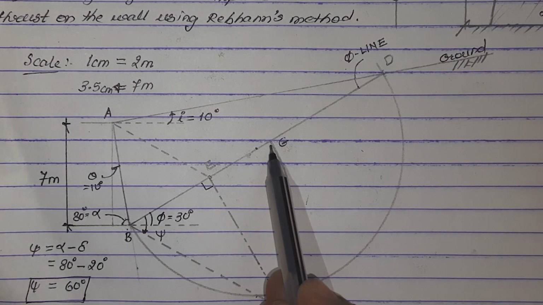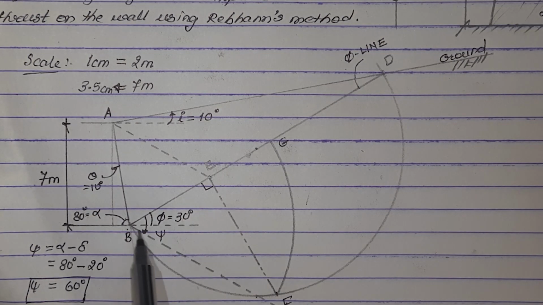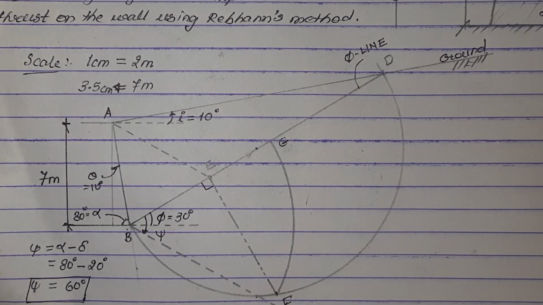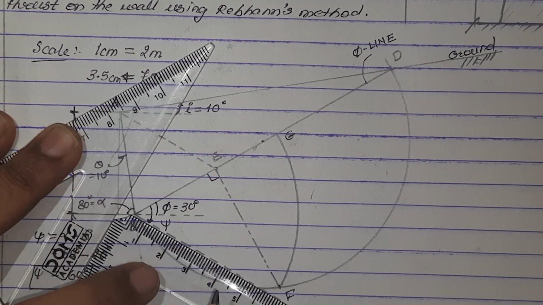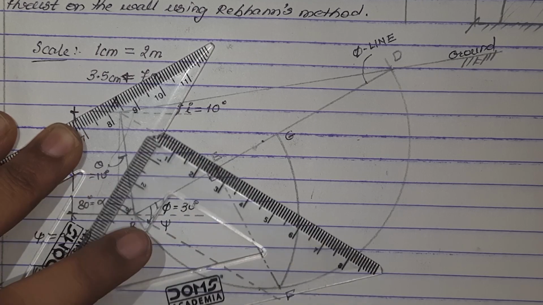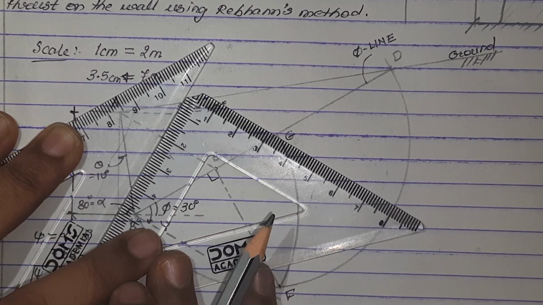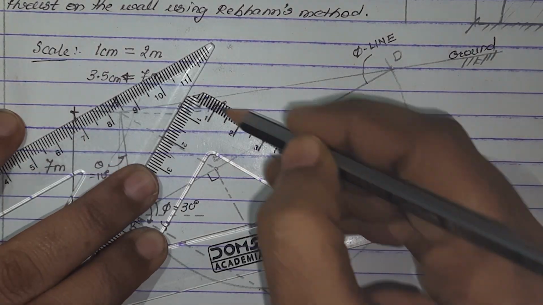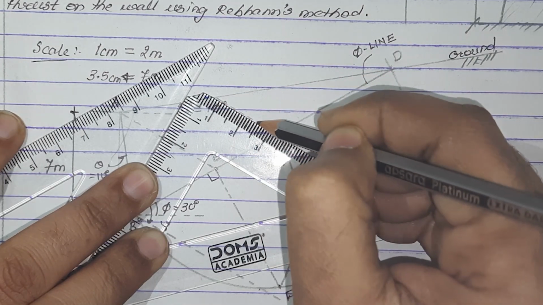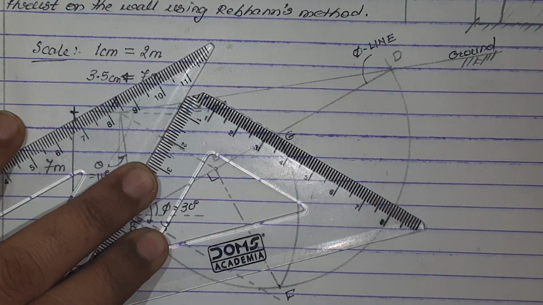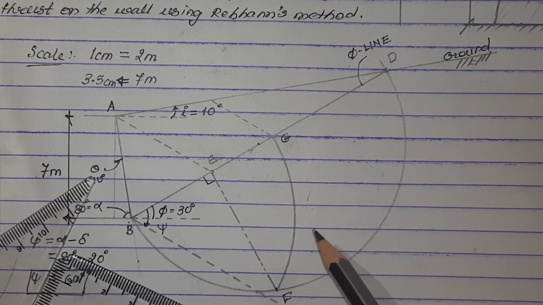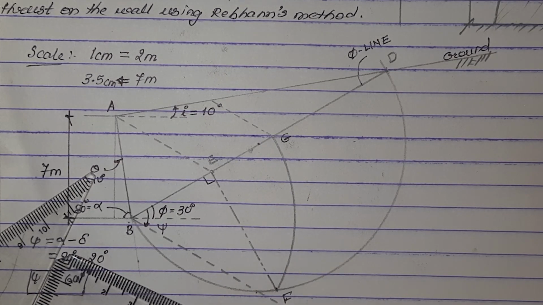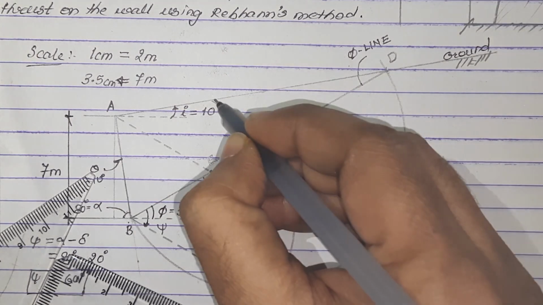Thereafter, again through point G, draw a line parallel to this psi line so that it will intersect the ground surface. Let us draw. This is psi line. Okay, to this line, draw another line parallel passing through point G so that it will intersect the ground surface this way. Okay, so this is that line which we have drawn parallel to this psi line, and it has intersected the ground surface at point H.